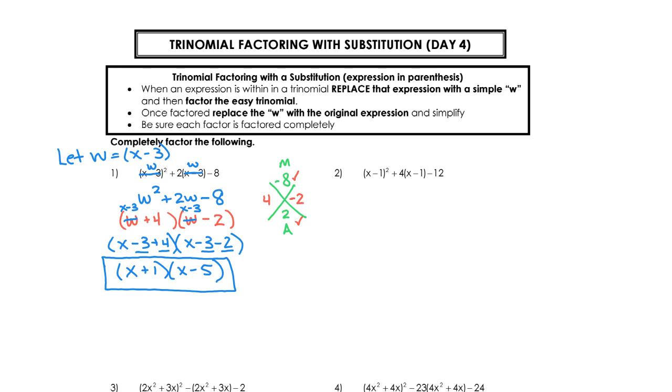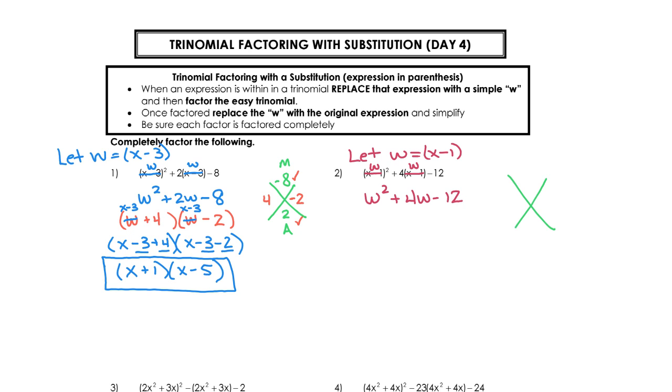So let's try another one. So over here, we're going to let w equal x minus 1 this time. That's the expression in parentheses. So we're going to cross those out, and we're going to put w's in their place, and we're going to rewrite, and it becomes w squared plus 4w minus 12. And that's, again, a nice, easy trinomial.